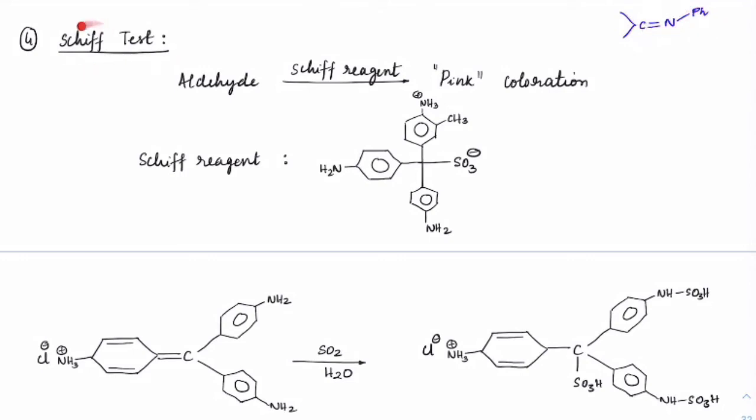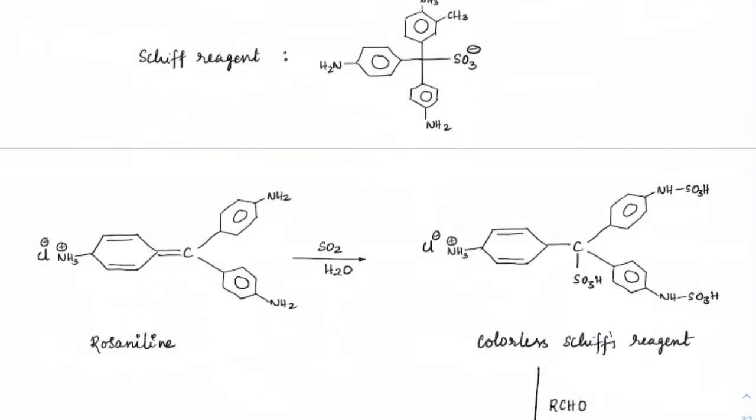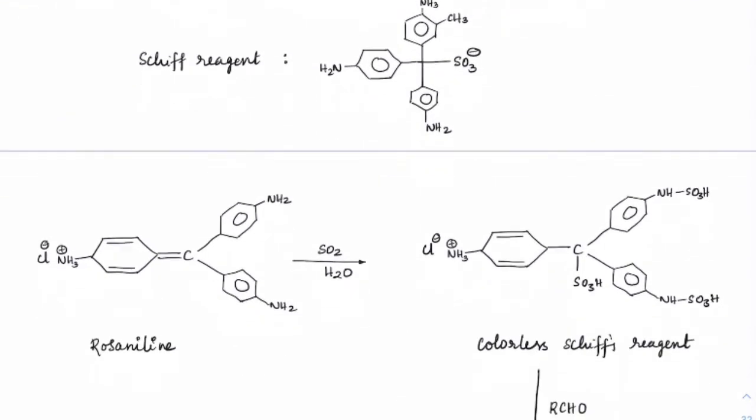Hugo Schiff was the scientist who made this. What exactly he did is that he took a solution of rosaniline. Got it? And he added aldehyde to the rosaniline solution to get a pink coloration, which confirms the presence of aldehyde. Okay, the overall reaction is out of the syllabus. We just need to know what actually happens with Schiff's reagent. So don't worry about remembering it. I'll just give you a brief idea here.